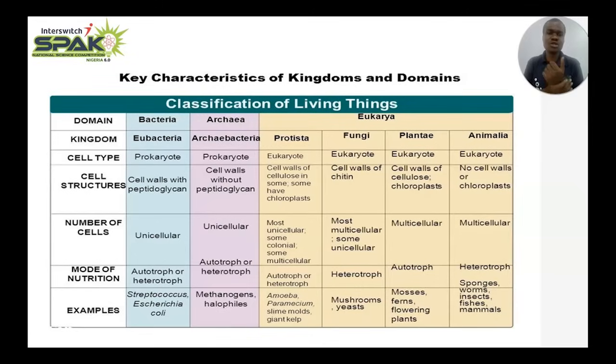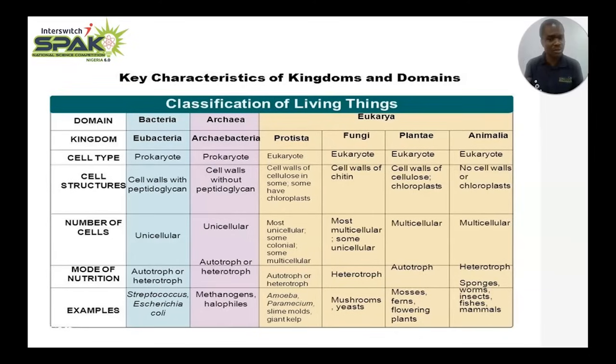Now, let's look at more characteristic features of the kingdoms and domains. You have the domain Bacteria, domain Archaea, domain Eukarya, and various kingdoms. For example, under the domain Bacteria, you have kingdom Eubacteria. I said they are prokaryotic. Most of them have a cell wall with peptidoglycan, while in Archaea, the cell walls do not contain peptidoglycan.